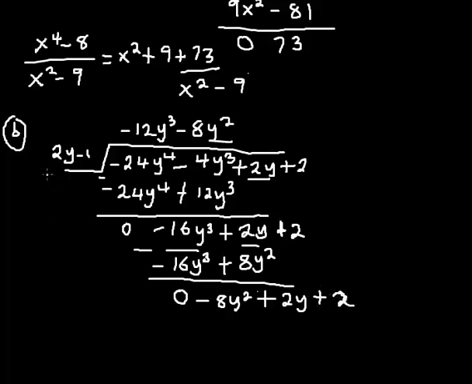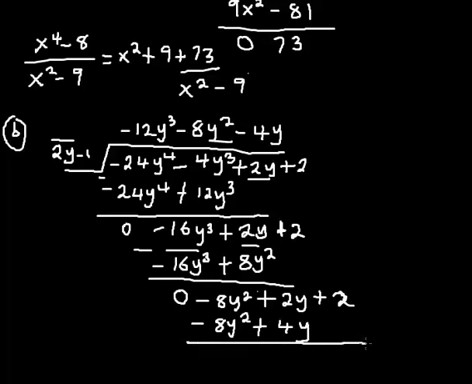Okay, so let's divide again. Minus 8y squared divided by 2y gives us minus 4y. We multiply minus 4y by 2y, that's going to be minus 8y squared. Minus 4y multiplied by minus 1 is going to give me plus 4y.